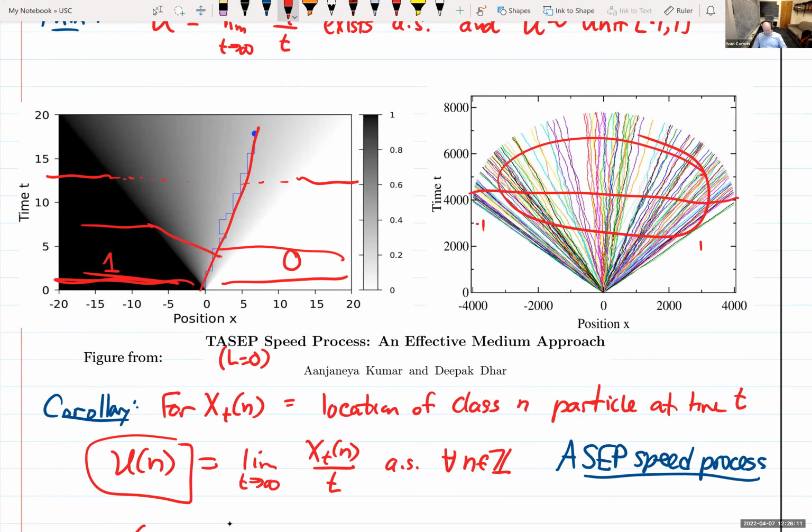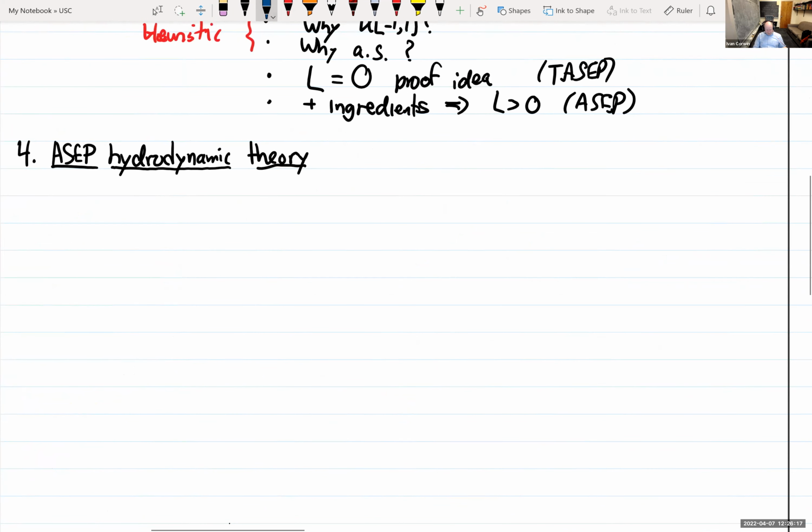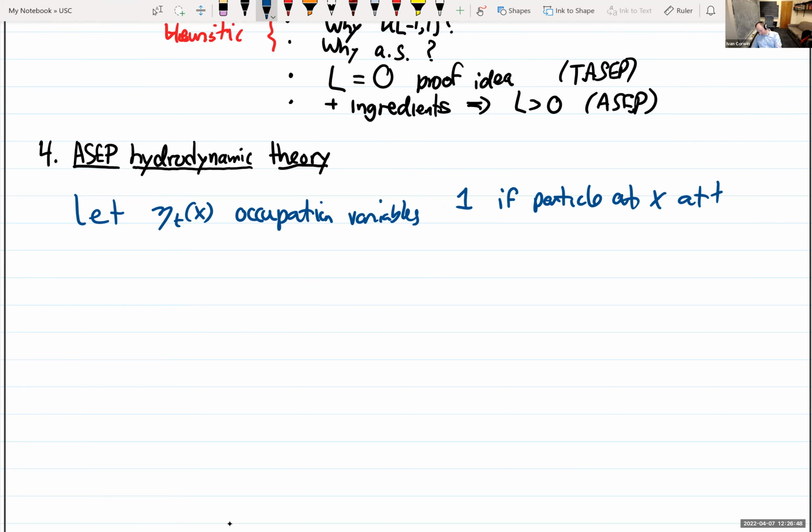I'm not drawing it very suggestively here, but let me explain what I mean. Let's give some notation. Let's call eta_t(x) the occupation variables. Let me just focus on normal ASEP with particles and holes, so forget about second class particles for the moment. These occupation variables are equal to 1 if there's a particle at x at time t, and 0 otherwise.